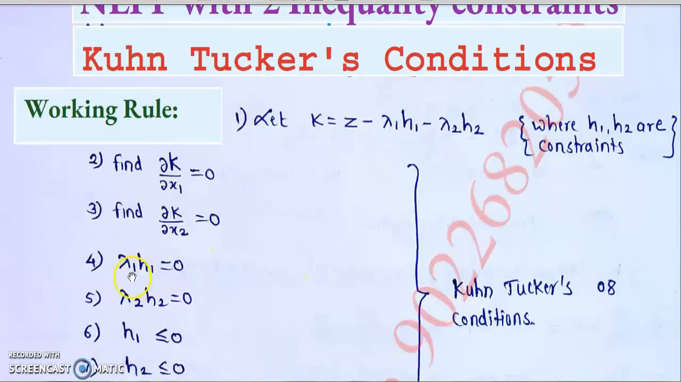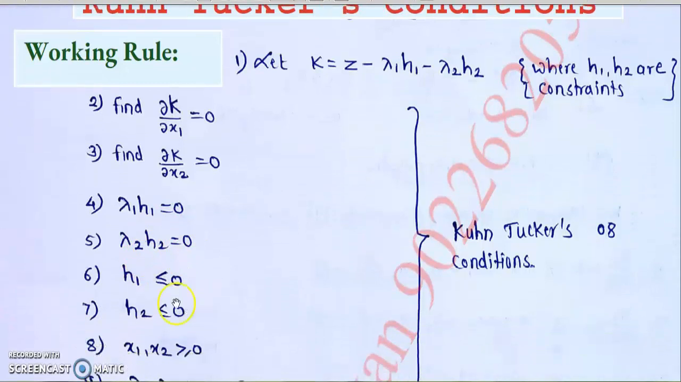Then we have the third equation, lambda 1 into h1 equal to 0. Then lambda 2 into h2 equal to 0. In the previous method, we had only lambda into h equal to 0, and then we had two cases, either lambda is 0 or h is 0. But here, since there are two constraints, we have an additional equation, lambda 2 h2 equal to 0. Then we have h1 less than or equal to 0, then h2 less than or equal to 0. These are nothing but the given constraints.